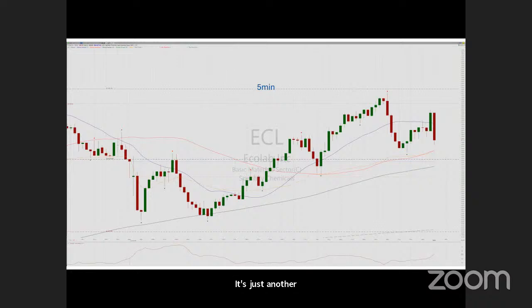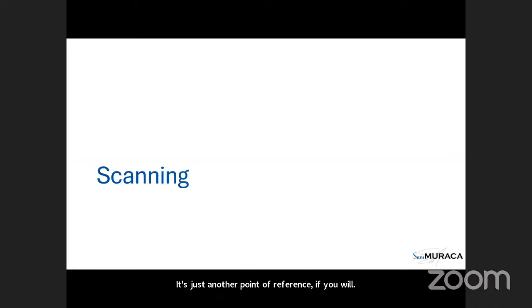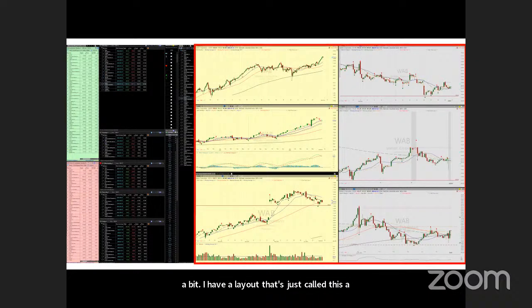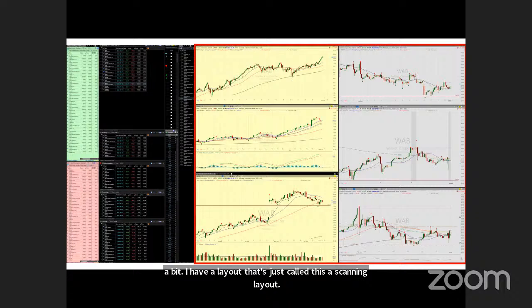And then the scanning. This is just where we're going to dive into in a bit. I have a layout that's called the scanning layout. And this part is exactly the same as what you've seen.